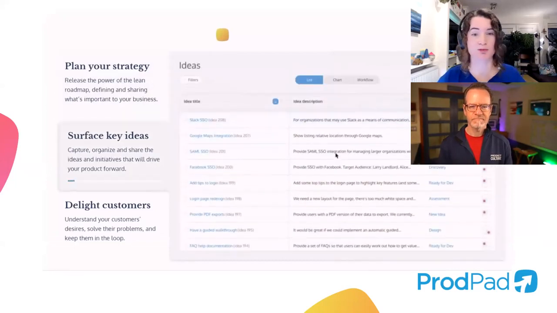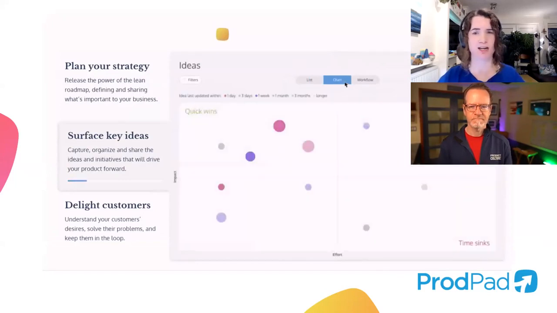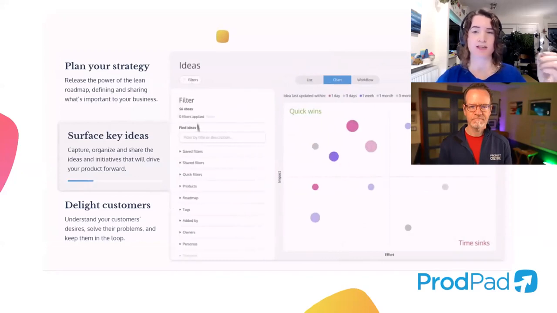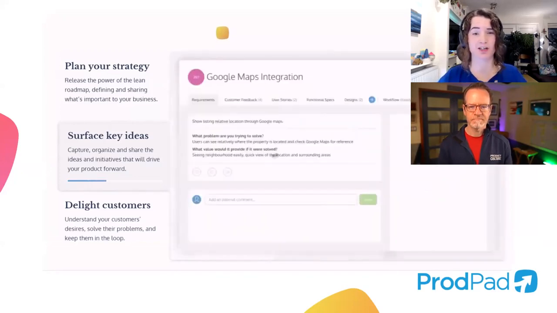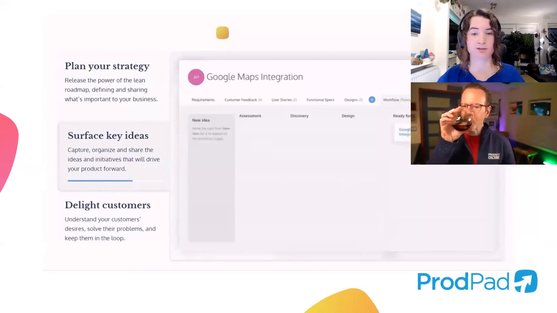solve the customer problems that were in front of us, and to keep tabs on all the ideas and the feedback that made up our backlog. And so building ProdPad gave us control and organization and transparency. It wasn't long before we started sharing it with product people that were around us. And today it's used by thousands of teams around the world.